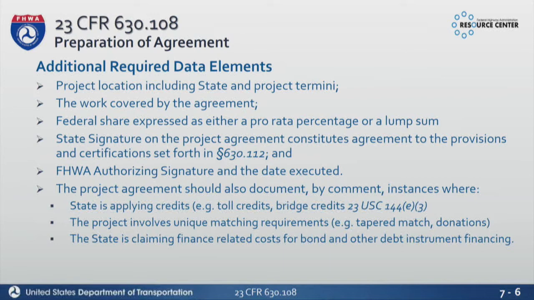So 23 CFR 630.108 says, okay, 2 CFR 200.210 said we need these data elements. Our 23 CFR says, in addition to those, we need to have these other items identified. So location, that's a really big one.